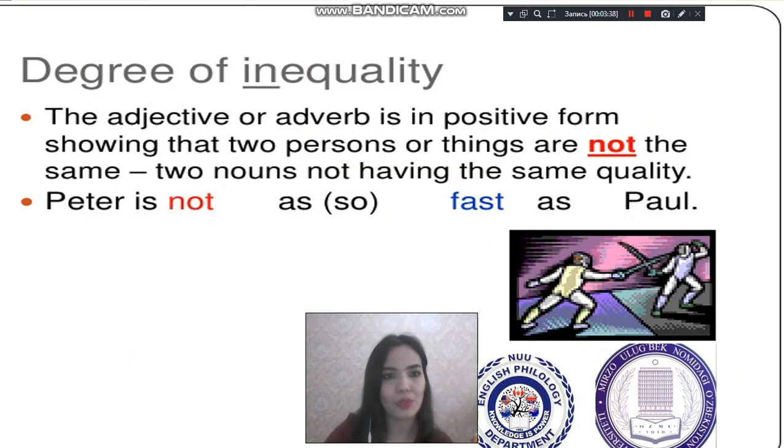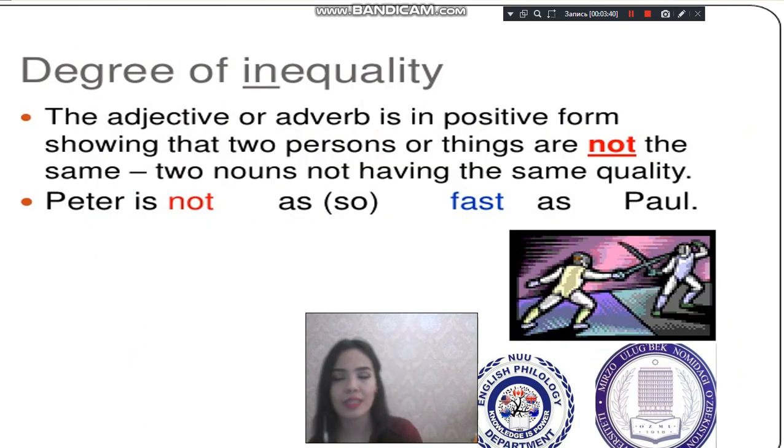So let's go to the next. Degree of inequality. It is second subtype of positive degree. Here, adjective or adverbs is in positive form, showing that two people or two things or two items are not equal, are not the same. Let's look at the example. Peter is not as fast as Paul, or Abdulwahid is not as tall as Bakhtiyar. So in these examples, as you see, that two people or two items are unequal, are not having the same quality.